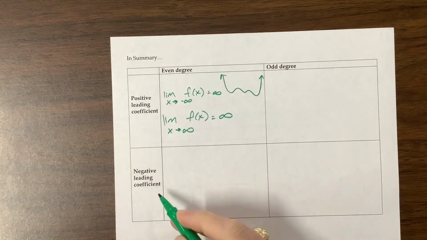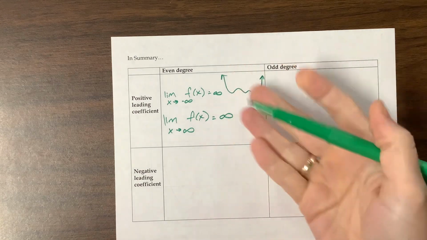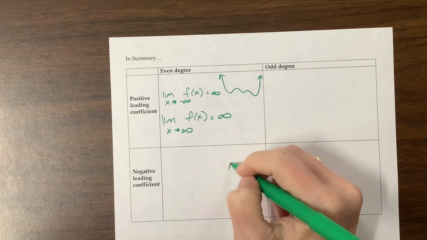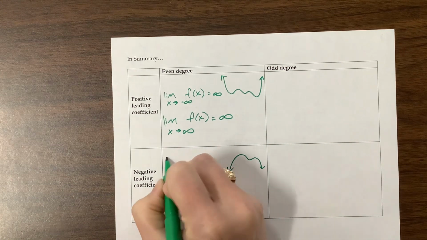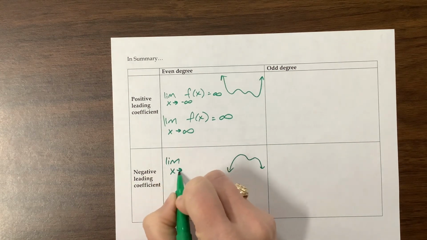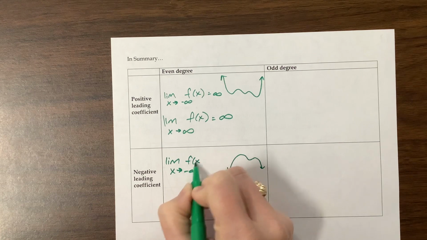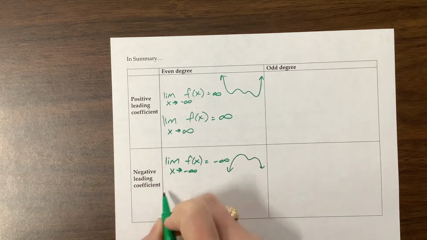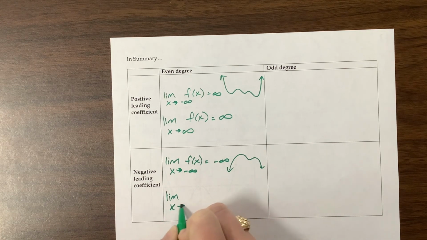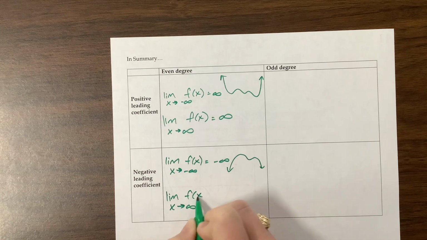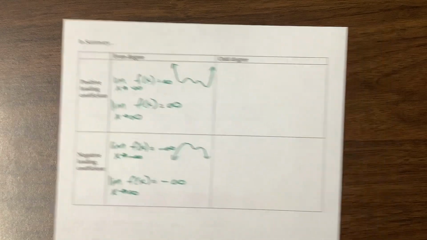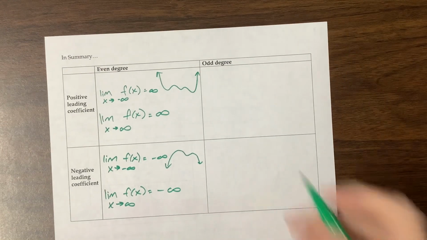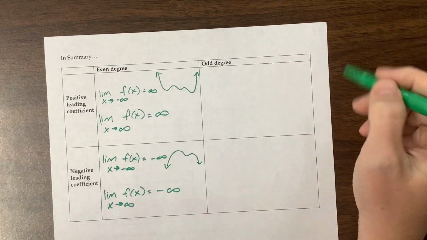Even degree, if we have a negative leading coefficient, then that's going to take this guy and flip him over. So it's going to do something like that. The limit as x goes to negative infinity of f of x is equal to negative infinity. The limit as x goes to infinity of f of x goes to negative infinity. They're both going down.